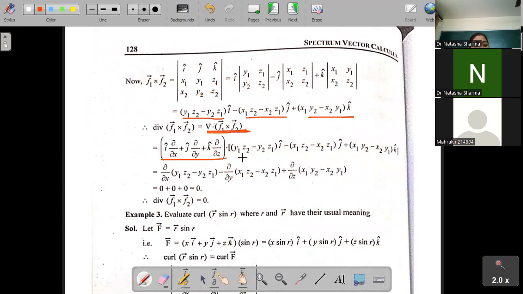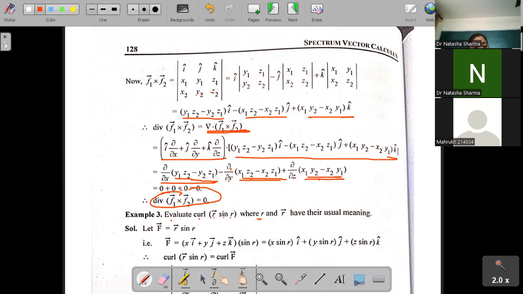So now divergence is del dot. So this is my del dot this vector. When you do the dot product, you get del by del x of this, del by del y of this, del by del z of this. Now you see, there is no x term in this, so the derivative of this will be 0. The derivative of this will be 0 because there is no y term, and in this there is no z term. So the whole thing becomes 0. Right?